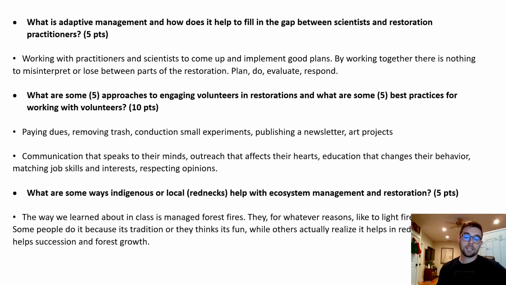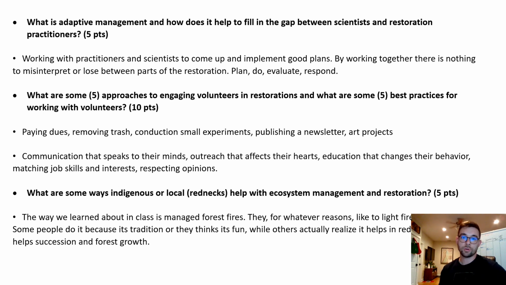Adaptive management is working with practitioners on one side and scientists on the other side to come up with and implement good restoration plans. Working together, there's nothing to misinterpret or lose between parts of the restoration plan. Plan, do, evaluate, and respond are the four key parts of adaptive management.